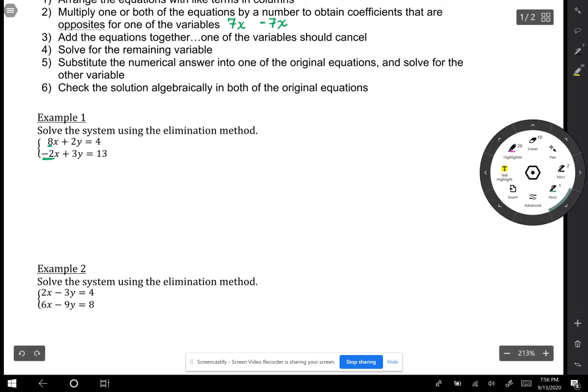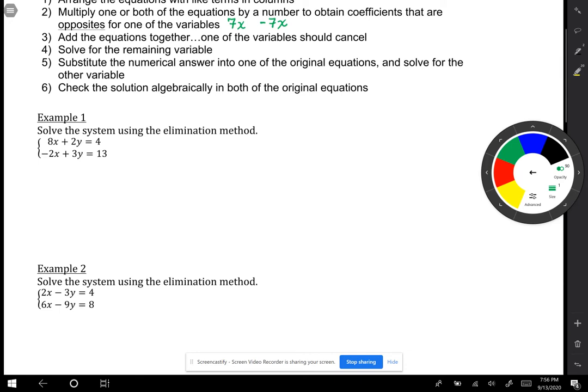So what you want to do is multiply the bottom equation. When I say multiply the bottom equation, it's everything in the bottom by a certain number. The only way to get a negative 8 here is to multiply the bottom equation by 4 because 4 times negative 2x is negative 8x. So the top equation we're not going to do anything to other than write it down.